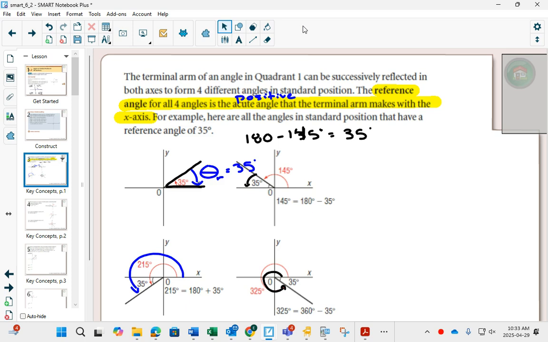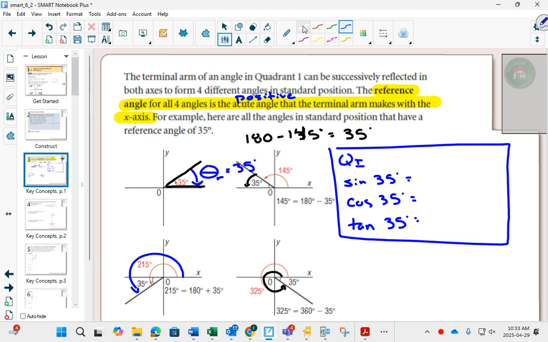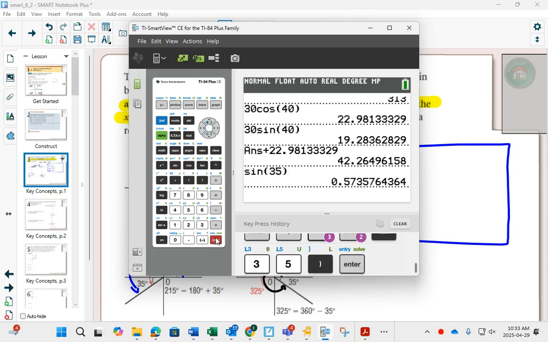However, watch the following. We're going to take out our calculators, and I want you to fill out the quadrant 1 box. We're going to do sine of 35 degrees and write it out to 3 decimal places, cos of 35 degrees to 3 decimal places, and tan of 35 degrees to 3 decimal places, and we're going to put that in a box. We're going to go to our calculator. We're going to do sine of 35, 0.574.